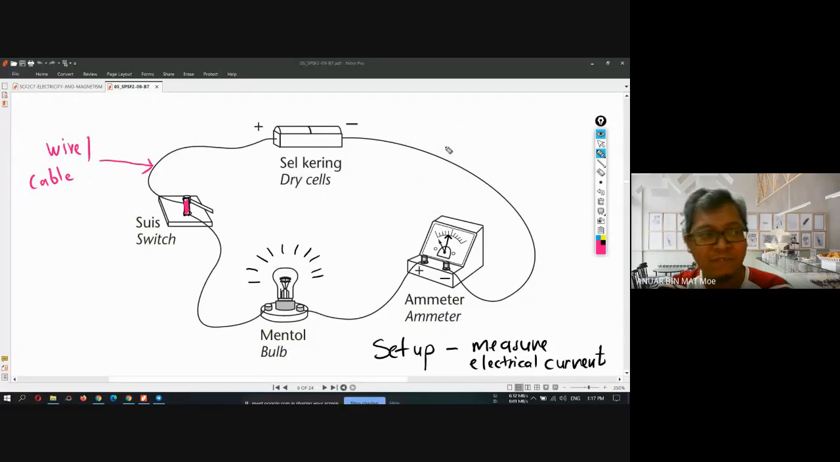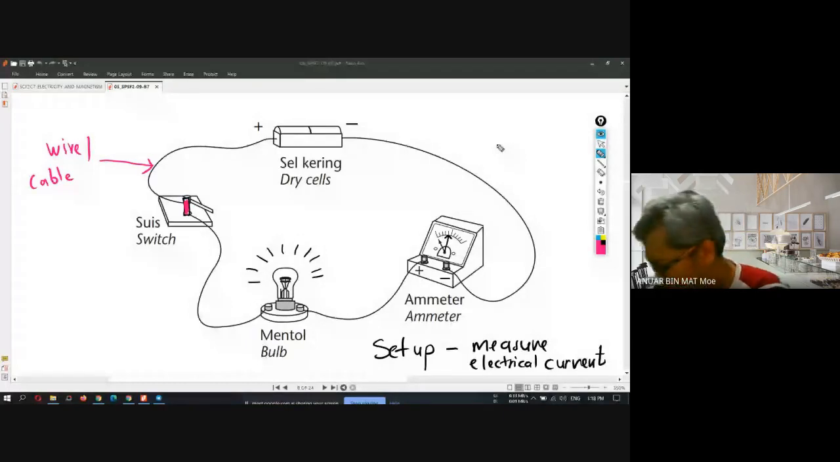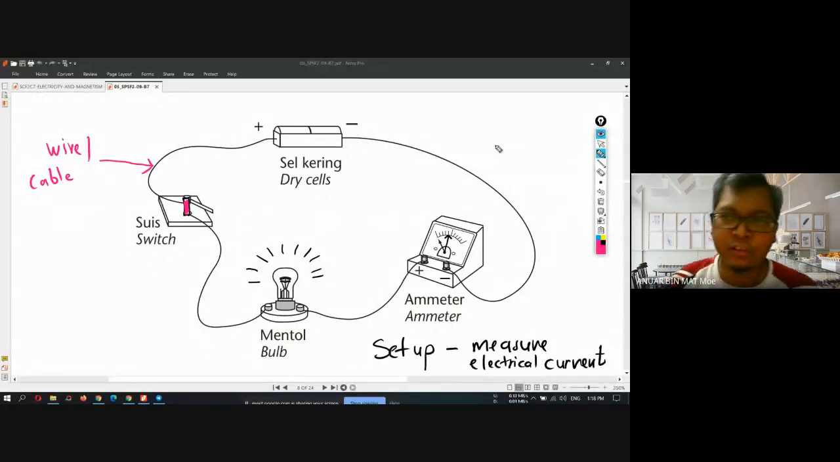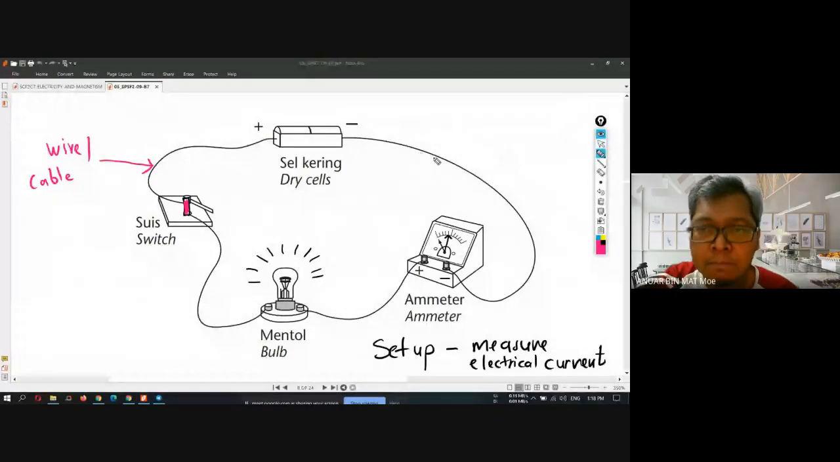You still remember the Van de Graaff generator and the galvanometer? What are the charges moving? Is it electron, negative, or is it proton, positive? Negative or positive? Electron or proton moving? Electron. Yes, you remember, class. Very good. You must remember.